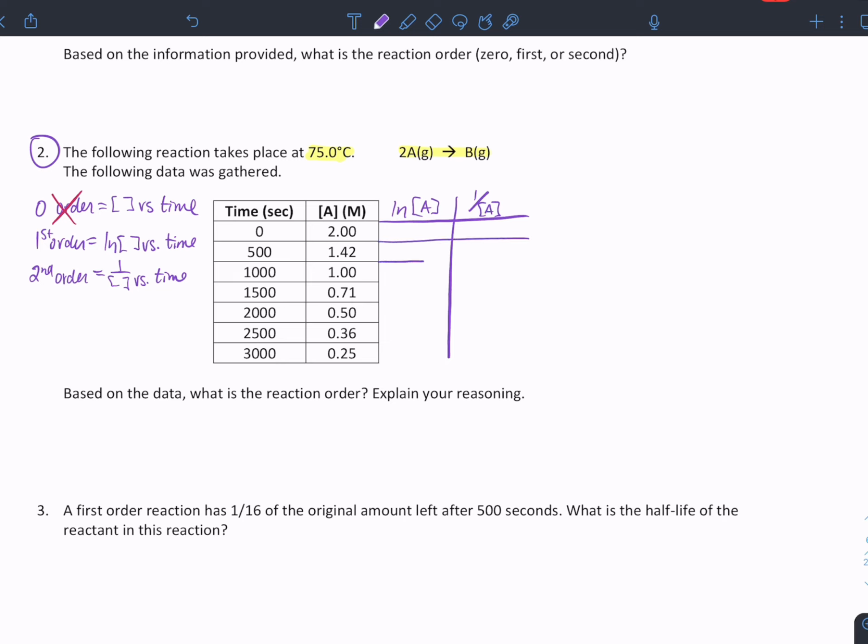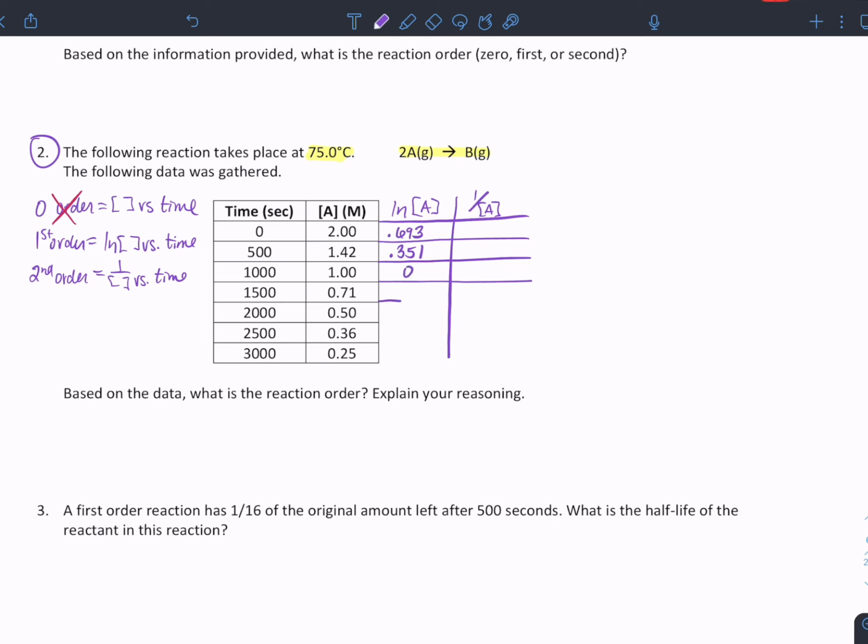So we actually have more data here than we probably need. I'm just going to go ahead and plot out 4 of these. So I'm going to take the natural log of 2, which gives me 0.693. I'm going to take the natural log of 1.42. That gives me 0.351. Natural log of 1 is 0.